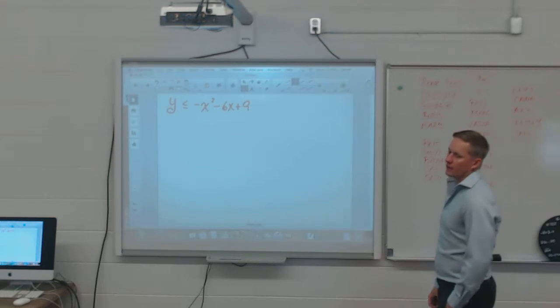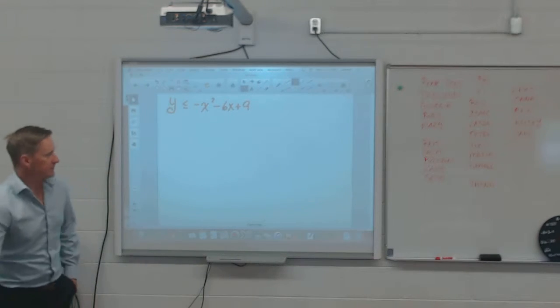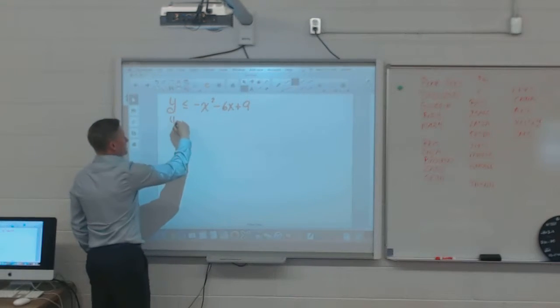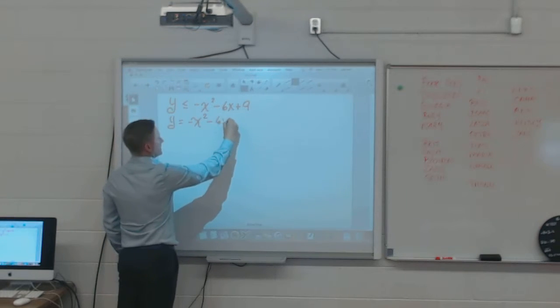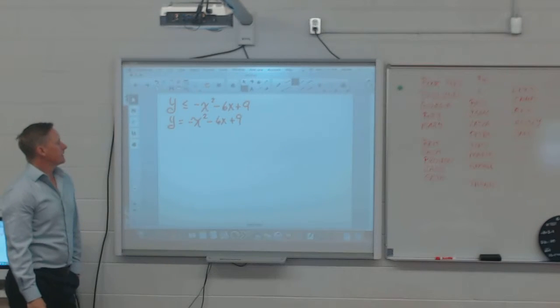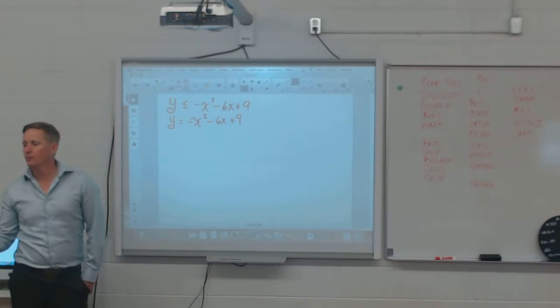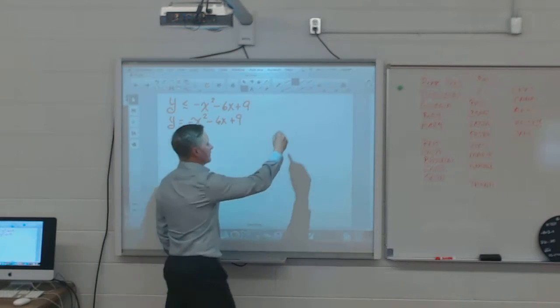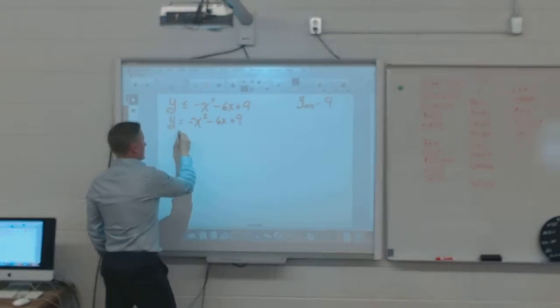All right, so what's the first thing that we do? Change the equals, yeah. First step. Change the equals. Y equals negative x squared minus 6x plus 9. Okay. So, first things first, y-intercept is what? Y-intercept is plus 9. We're going to let it equal 0.